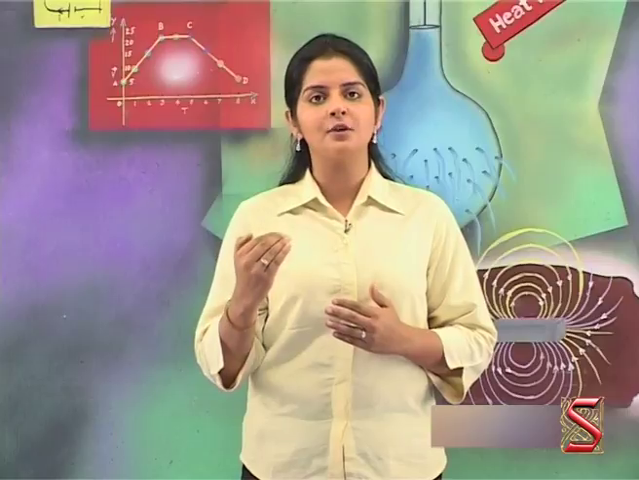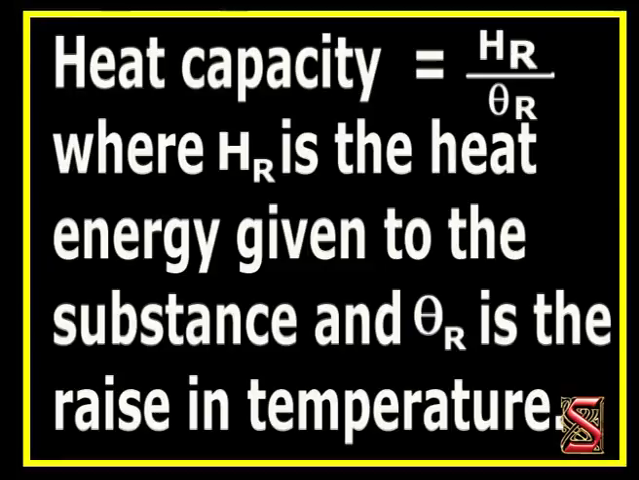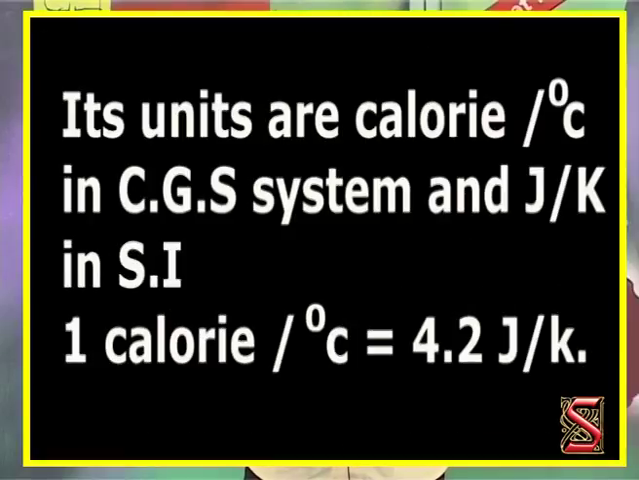It is the amount of heat energy required to raise the temperature of a given mass of a substance through 1 degree Celsius. Heat capacity equals H_R by theta_R, where H_R is the heat energy given to the substance and theta_R is the rise in temperature. Its units are calorie per degree Celsius in CGS system and joules per Kelvin in SI. 1 calorie per degree Celsius equals 4.2 joules per Kelvin. It depends on the mass of the substance and nature of the substance.